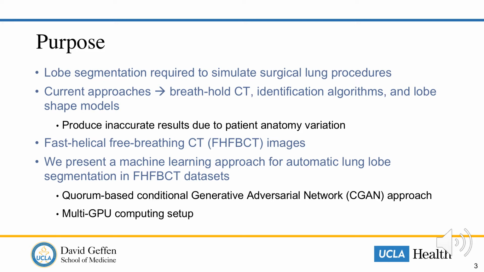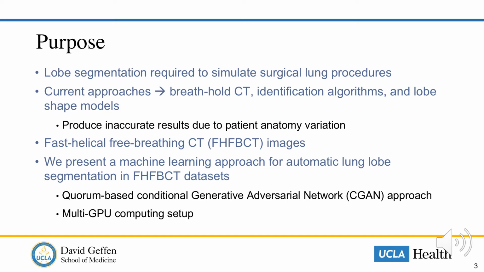Current approaches use breath-hold CT images and algorithms that identify vessels and lobe fissures and couple them with lobe-shaped models. While some of these algorithms are automatic, they have been observed to produce inaccurate results due to patient anatomy variation. Furthermore, many COPD patients cannot breathe regularly, so 4D CT often results in breathing sorting artifacts, which significantly degrade biomechanical simulation and property estimation efforts.